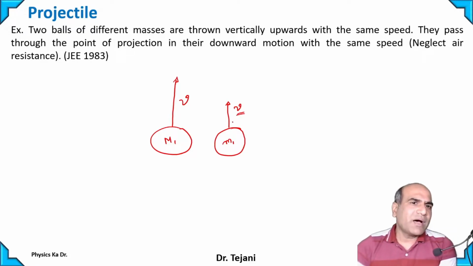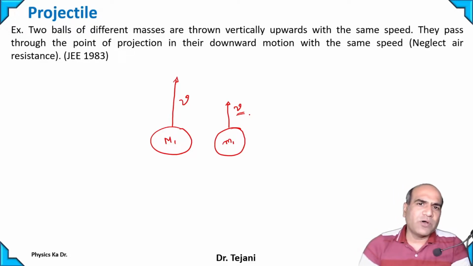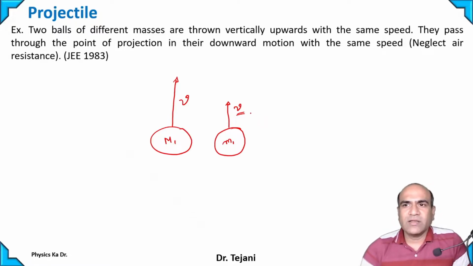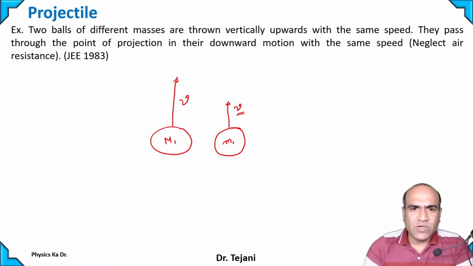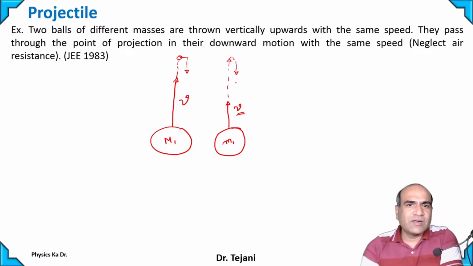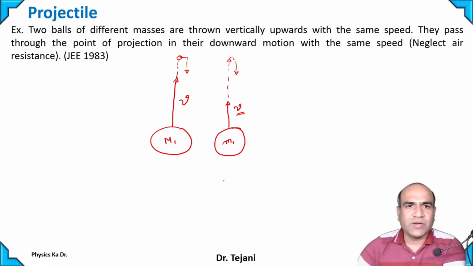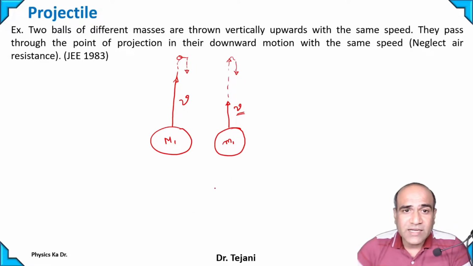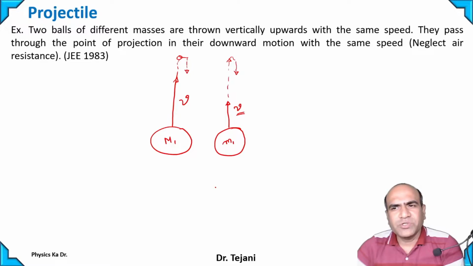Velocity is the same. They pass through the point of projection in the downward movement with the same speed, right? So the ball reaches the top position, velocity becomes zero, then it moves in the downward direction. Similarly, this ball moves upward and in the downward direction, right? So what is mentioned here? It is asked that the projection in the downward motion has the same speed.